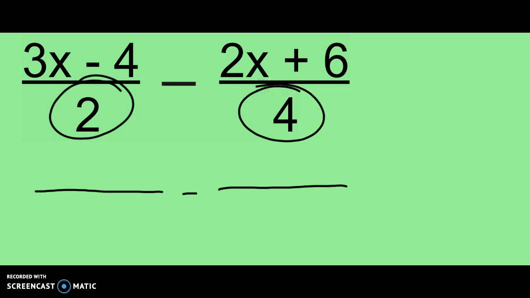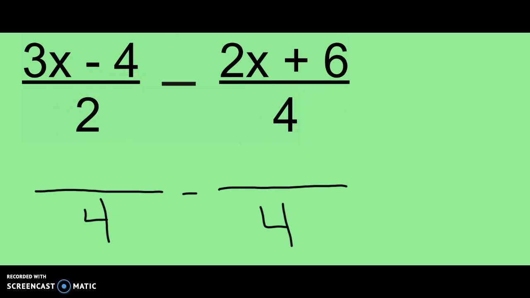Looks like 4 is going to be our common denominator. Okay, so here's what I like to think. What are you going to multiply 2 by to make it be a 4? Well, it looks like we're multiplying it by 2. So let's go ahead and multiply this whole entire thing by 2 over 2.